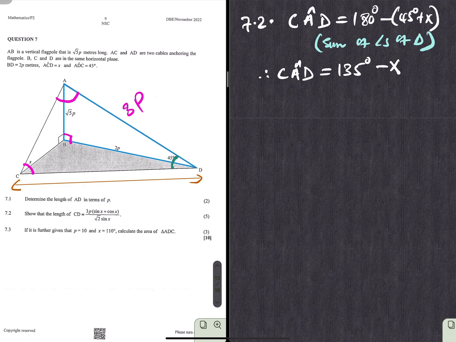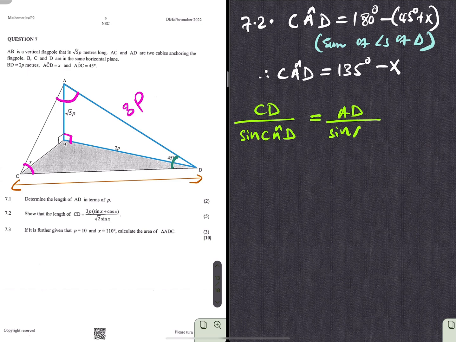So I'm going to say to myself, how about if I say CD, what I'm looking for, divided by sine of that angle. We are now applying the sine rule in triangle ACD. So that is CAD. It should be equal to AD divided by the sine of that angle C, the way I'm looking at it, that is angle ACD.